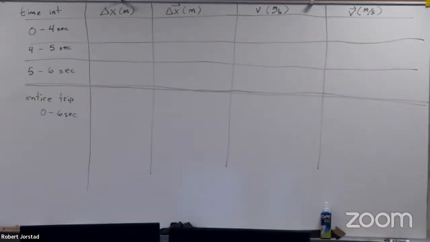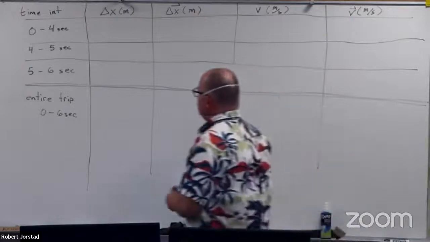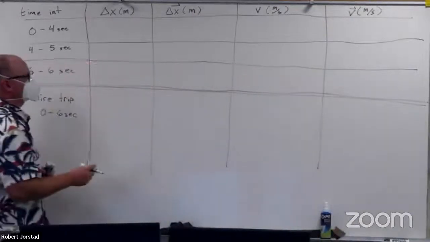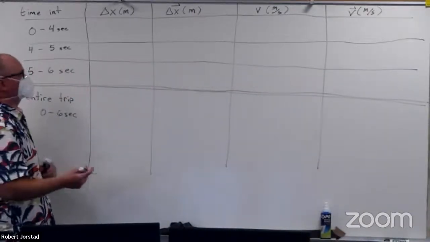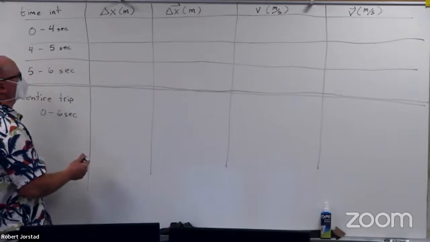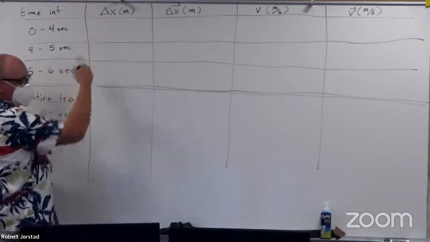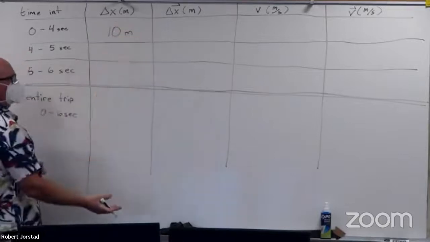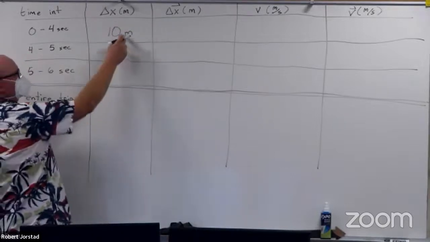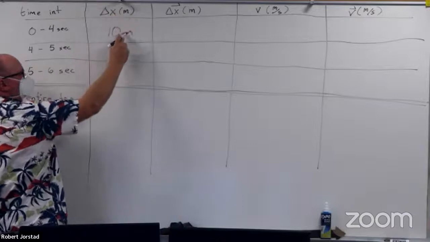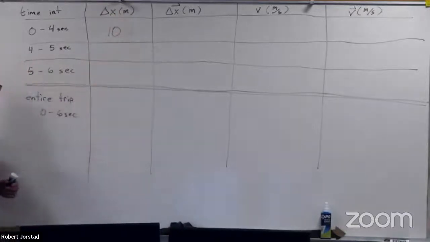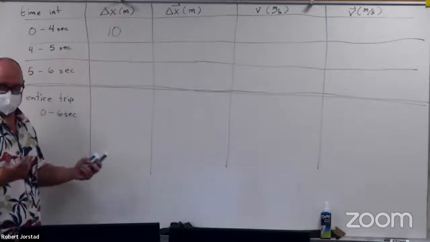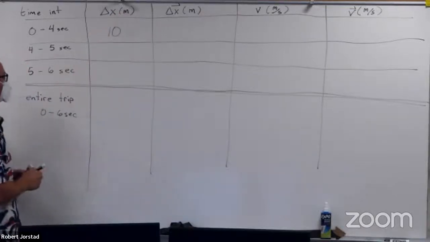All right, so let's take a look. Between 0 and 4 seconds, how far did I travel? In the problem. 10 meters. Now, you could put the meters right here, but remember, because I put this in a column heading, I don't have to do that. So the units are right up there. Now, we're getting lazy with sig figs, so I don't really care about that.